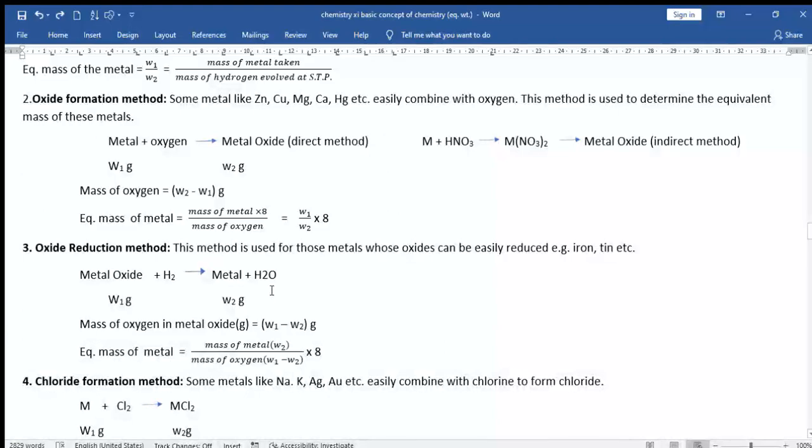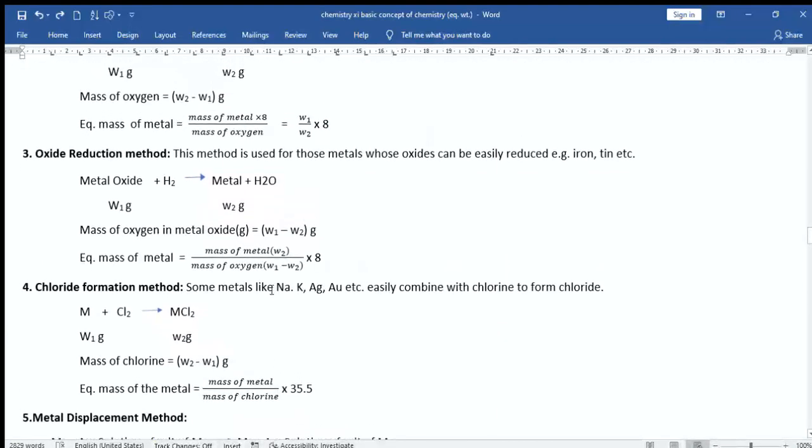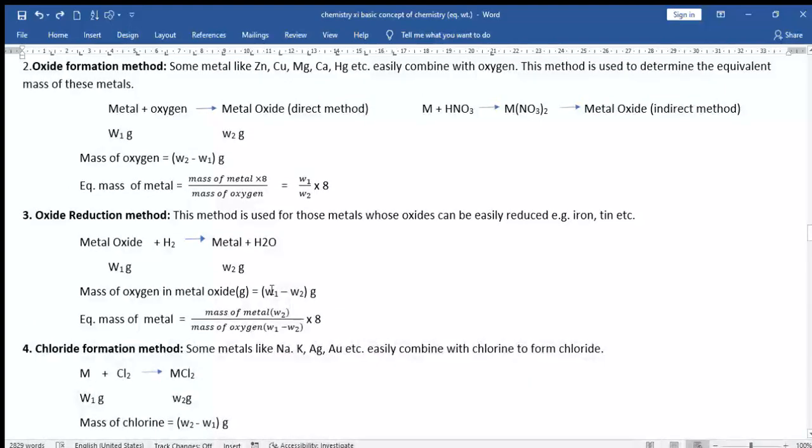So let us see how to do it. If the mass of metal which reacts with oxygen is W1 and the metallic oxide formed after the reaction is W2, then the mass of oxygen used during the reaction is W2 minus W1 gram. So the equivalent mass of the metal is equal to mass of metal divided by mass of oxygen, into 8. It is the equivalent mass of the metal.